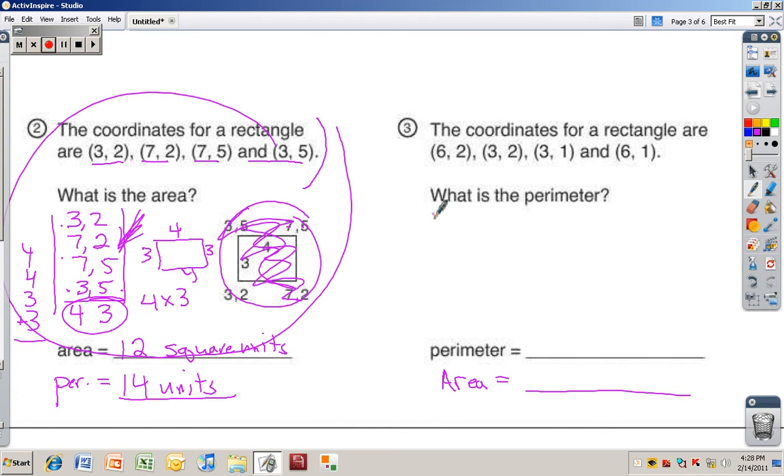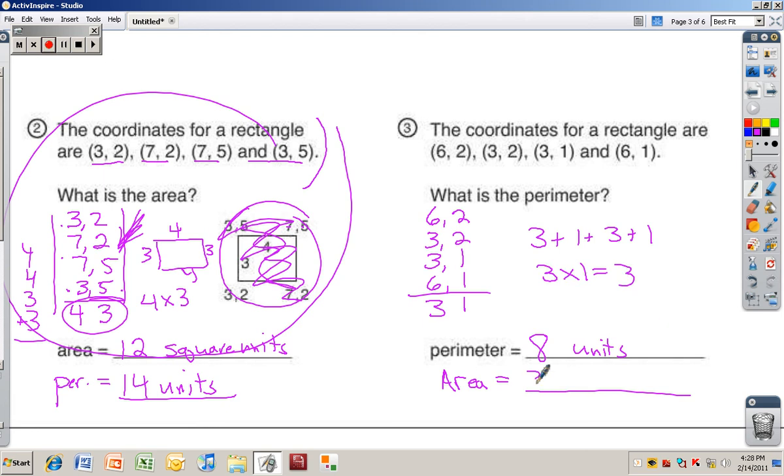Okay, the way you should have done this is first lined up all of your things like that. 6 and 3, what's the difference? 3. 2 and 1, the difference is 1. To find the perimeter, 3 plus 1 plus 3 plus 1, and that's equal to 8 units. And of course, to find the area, you just simply do 3 times 1, which is 3. 3 square units. Hopefully you think those are easy now that we've done them like that.